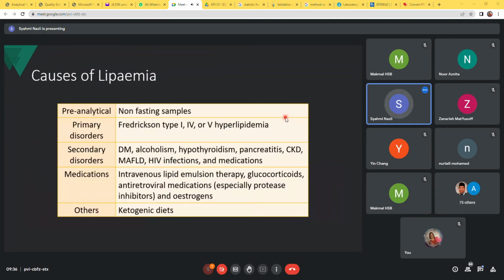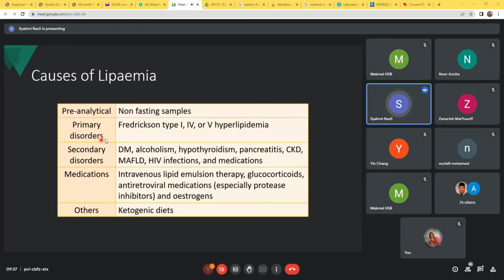So next we move to the causes of lipemia. The most common one is the pre-analytical cause, which can easily be prevented, which is the non-fasting sample. That's why for certain blood tests, we need to ask the patient to fast at least 8 hours before the blood taking. There are also primary disorders and secondary disorders.